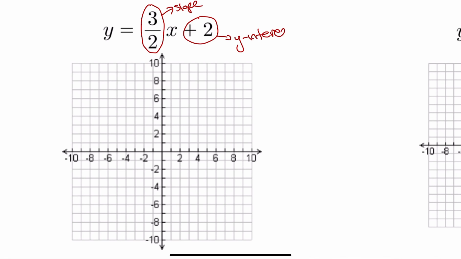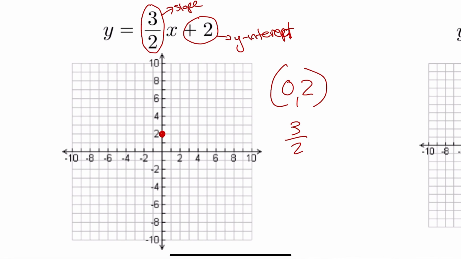Cool. So when I do my point for my y-intercept, it's going to be at 0, 2. Slope is going to be exactly what it is right here. It's just 3/2. So let's write that down just so that we have it and start plotting. So we have 0, 2 as our y-intercept. So I'm going to start at 0, go up 1, 2. That's where my point is going to be.